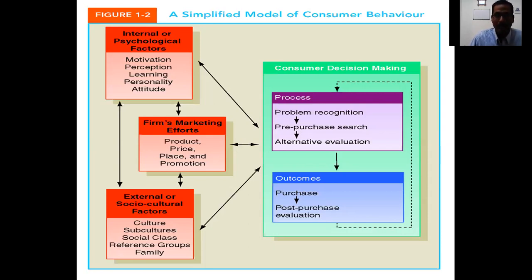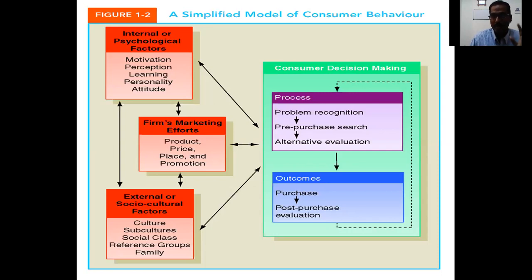And the firm's marketing efforts, which we have seen in the last slide, like product, price, place, and promotion, which in other terms we call the marketing mix. The four P's are the marketing mix. And then external or socio-cultural factors: culture, subculture, social class, reference groups, and families. These are the factors which have an impact on the consumer's behavior, and their behavior leads to the decision making process to buy a particular product.